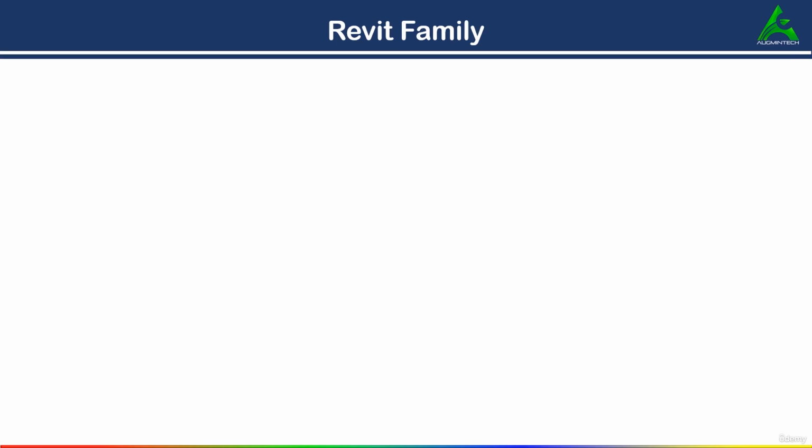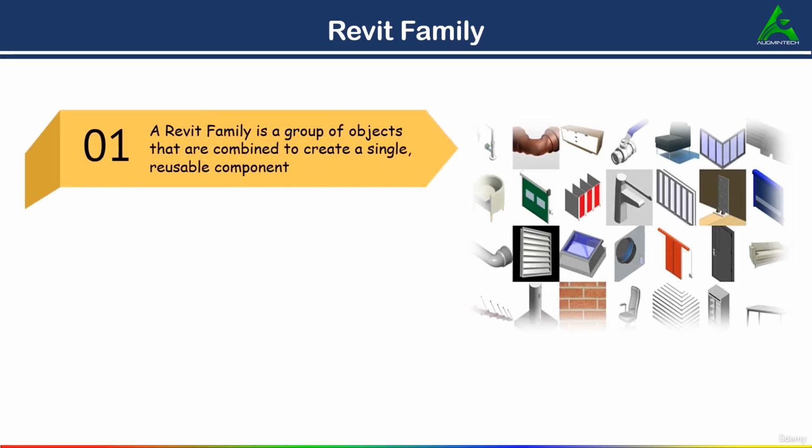So what do you understand by Revit family? A Revit family is a group of objects that are combined to create a single reusable component. So family is a component, you can say. Suppose in architecture, if you have created a wall, we have to place the window, door, and if you are placing any other component like a table, desk, or bed inside the room, that is called a component or family.